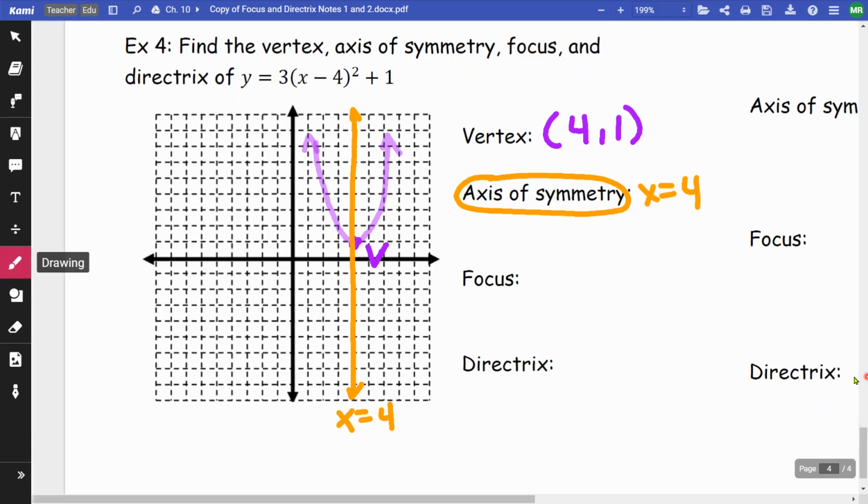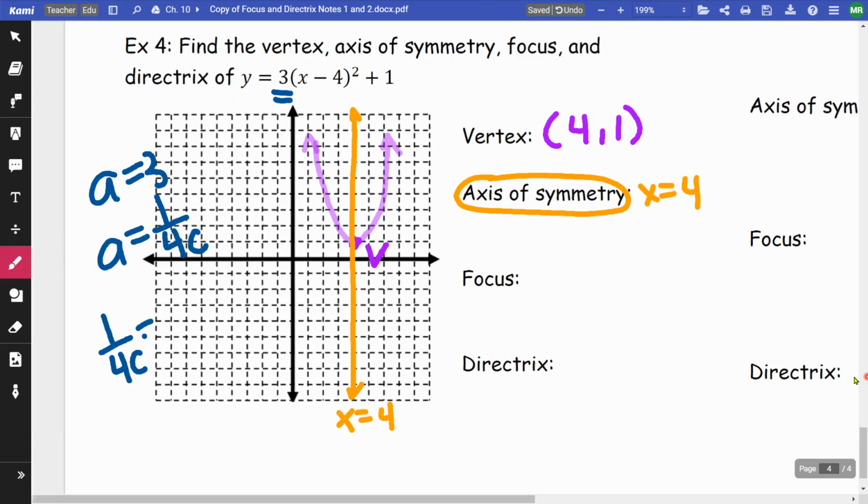Now, my focus is always c away from my vertex. I don't know what c is, but I know what a is. I know that my a is 3. And I know that a is equal to 1 over 4c. So I can take 1 over 4c and set it equal to 3 and solve. I'm going to put the 3 over 1 and cross multiply and get 12c equals 1. So c is going to be 1/12.